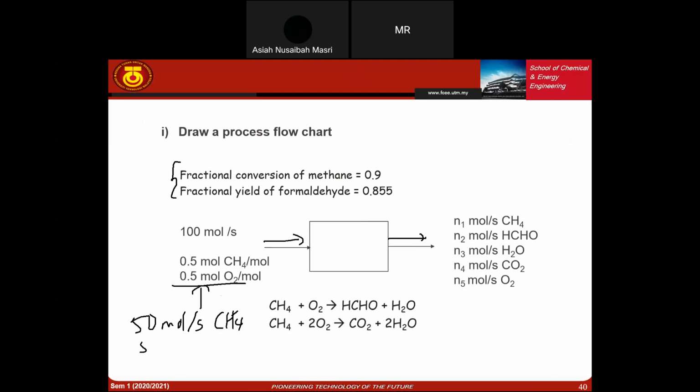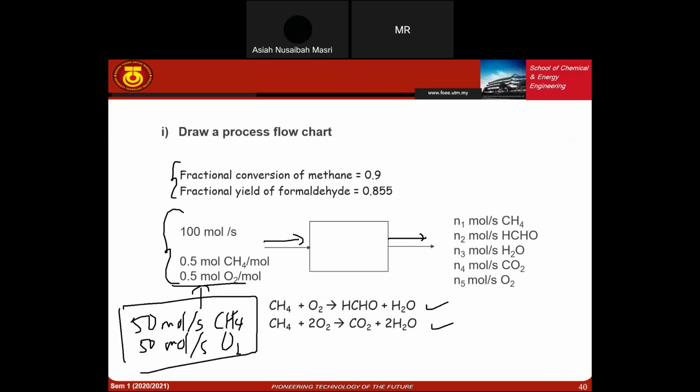And 50 mole per second of oxygen. So maybe you can fix with this. This is just some information for you to be aware of. Then we have two equations here. These are our outputs. So we have here N1 will represent the molar flow rate for CH4, N2 for formaldehyde, N3 for water, N4 for CO2, and N5 for oxygen.